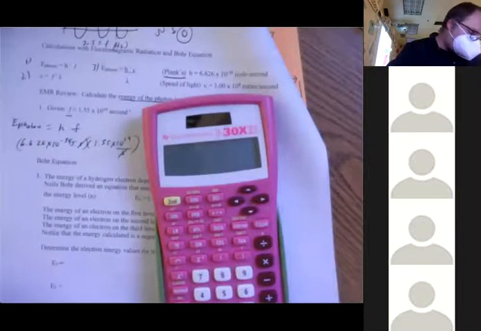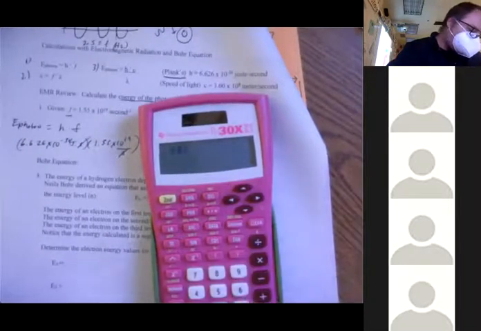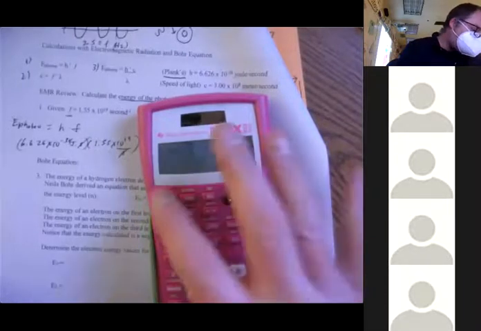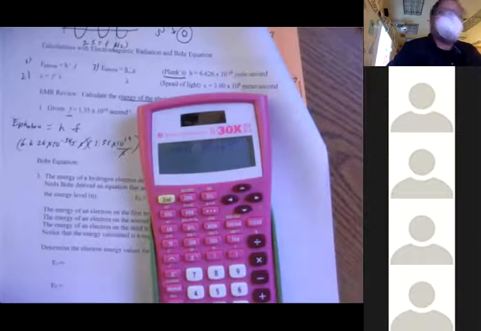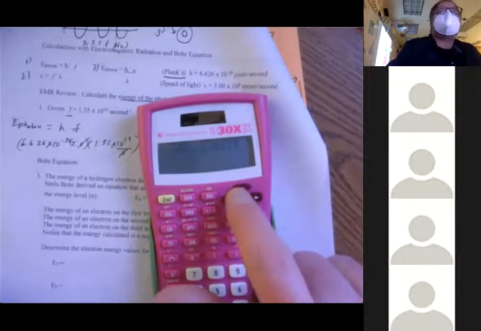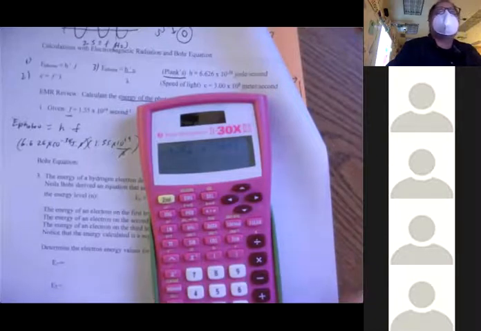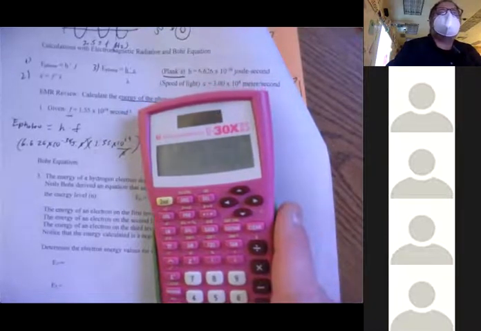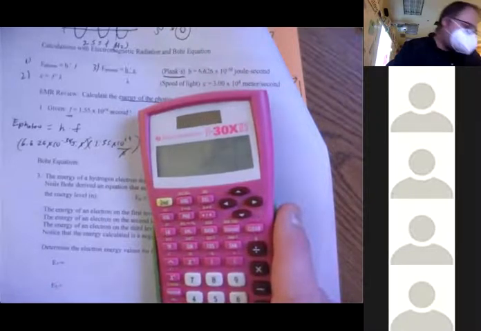I'm going to plug that into the calculator and make sure everybody remembers how to use that. 6.626 times 10 to the negative 34th times 1.55 times 10 to the 19. It's going to give us 1.02 or 1.03 times 10 to the negative 14th joules. 1.03 times 10 to the negative 14th joules.